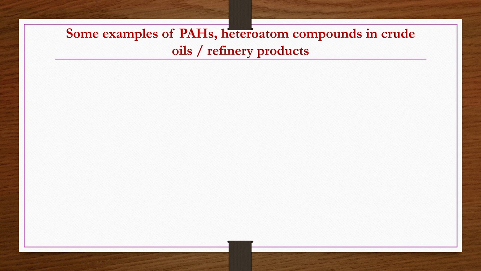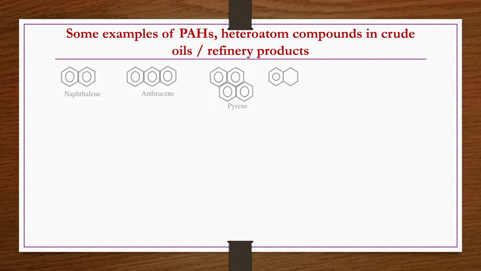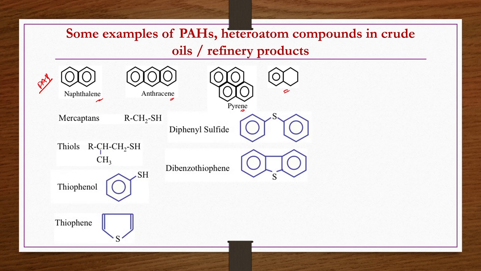Some examples of polyaromatic hydrocarbons and heteroatom compounds that are present in oils or refinery products. Naphthalene, two benzene rings connected like this. Anthracene, three benzene rings connected like this. Pyrenes connected like this. And then some structures like this: one side you have a benzene ring, another side you have the cyclic compound without the double bond. Such components are also possible. All of them are known as PAH. These in general may have heteroatoms.